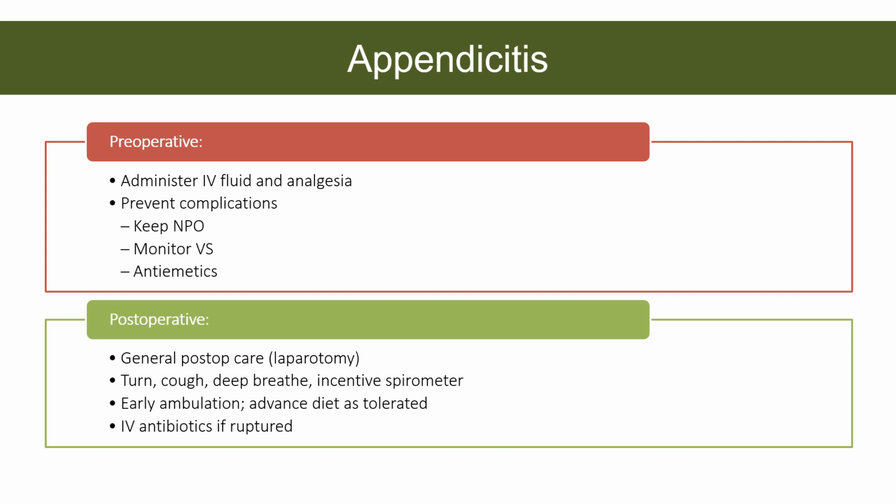Post-operative is going to be real general, very similar to any abdominal laparotomy. Turn, cough, deep breathe, and incentive spirometer. Early ambulation is always highly encouraged. Advanced diet as tolerated. And if that appendix did rupture, then antibiotics should also be given post-operatively.